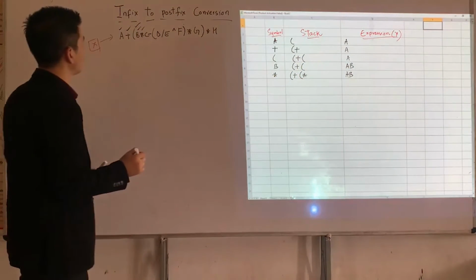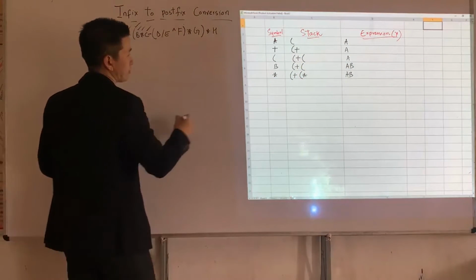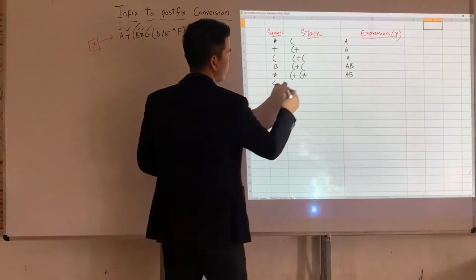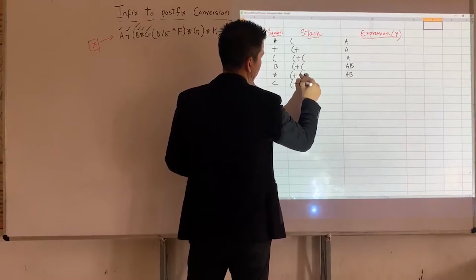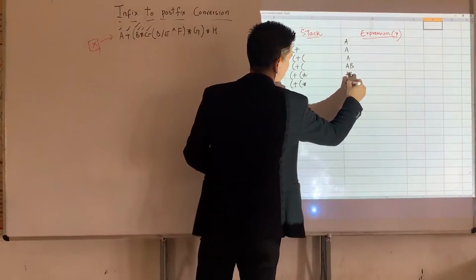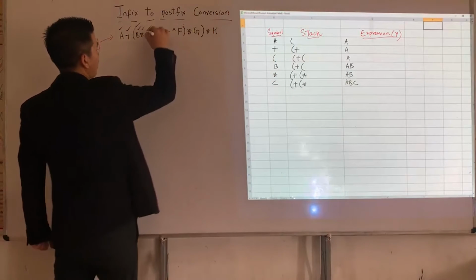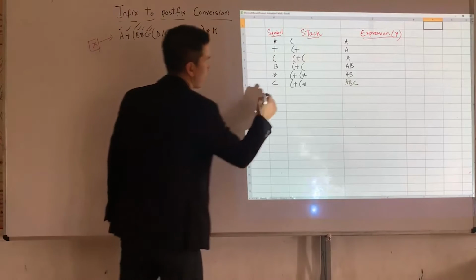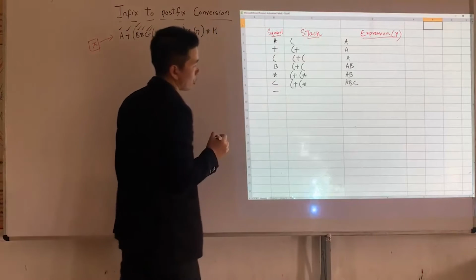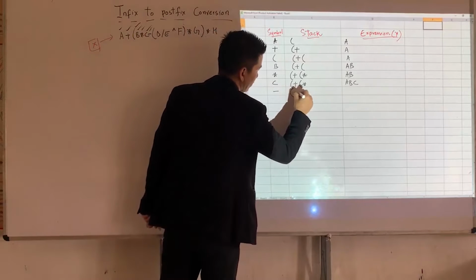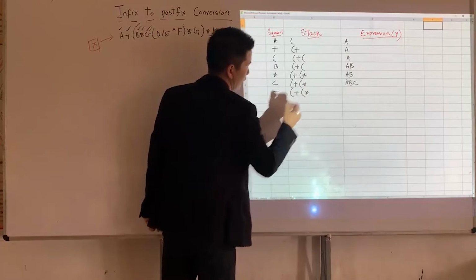Now the next up is, what do you have? You have C. So this C will be added to the expression, so it will be like ABC. And then you have the subtraction, okay? You have the subtraction, right? So this subtraction, you need to think a little bit, okay?